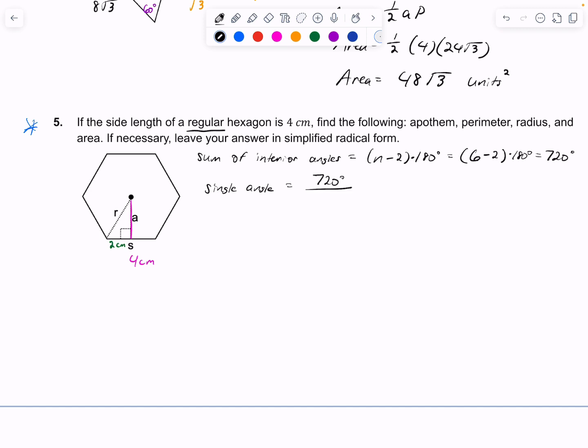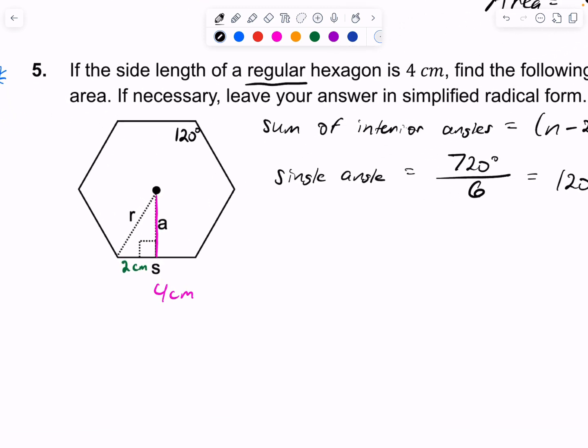The regular hexagon means the angles are all the same. So divided by 6 would say that each angle is 120 degrees. Now, the reason that's important is because if you see this radius that is drawn, it is splitting that 120 degrees in half. So this is actually going to be 60 degrees down here, which means that this right triangle has a 30-degree angle there.